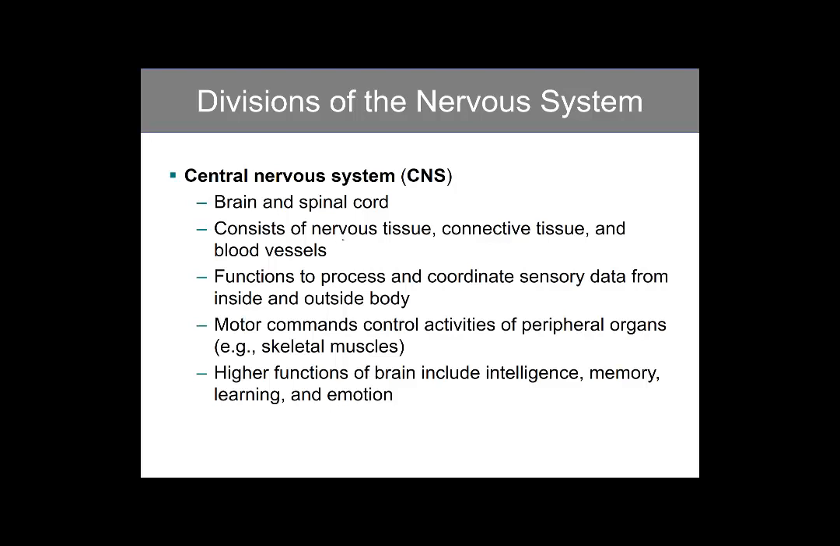It consists of nervous tissues, connective tissues, and the vasculature needed to support those tissues. And the central nervous system functions to process and coordinate sensory data from both inside and outside the body. In addition to that, the central nervous system sends motor commands to control peripheral organs, such as skeletal muscles, and it also handles the higher functions of the brain associated with intelligence, memory, learning, and emotion.